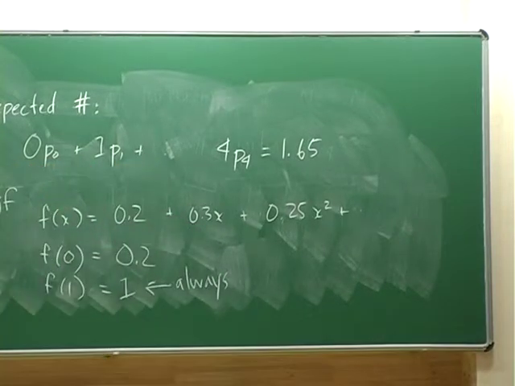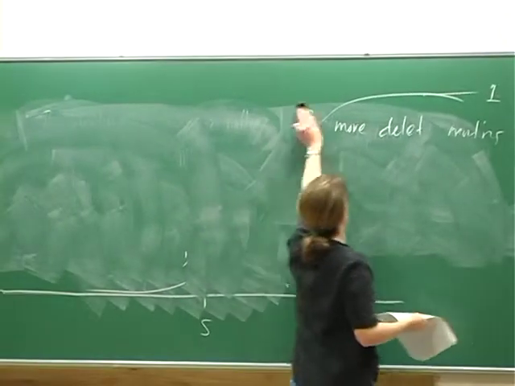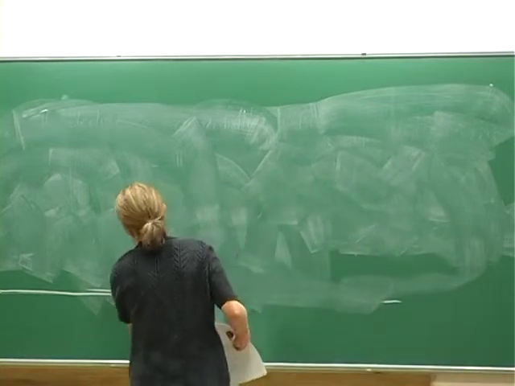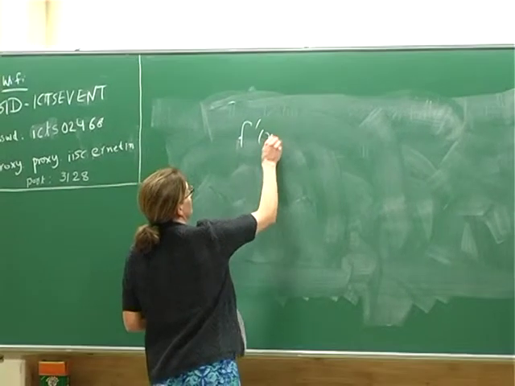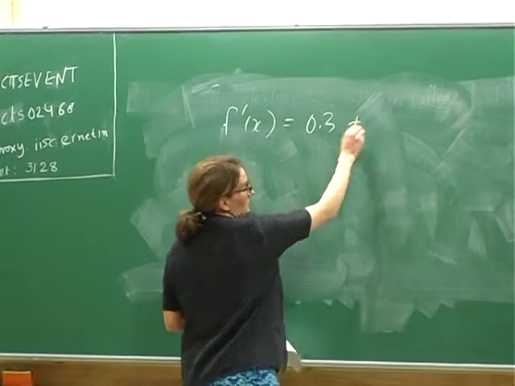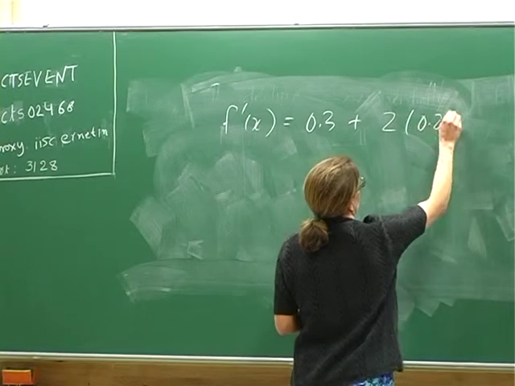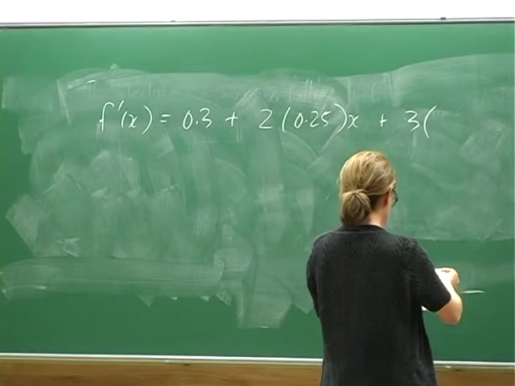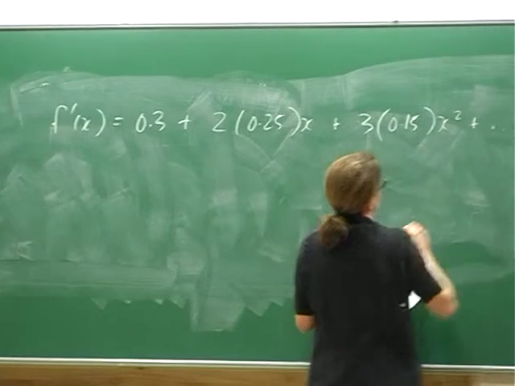Next question was the derivative. This is another great, a high school calculus question, I guess. Take the derivative of this function with respect to x. And you got 0.3 plus 2 times 0.25 times x. I'm going to do one more. 3 times, what was the 3? 0.15 x squared plus a few more terms.